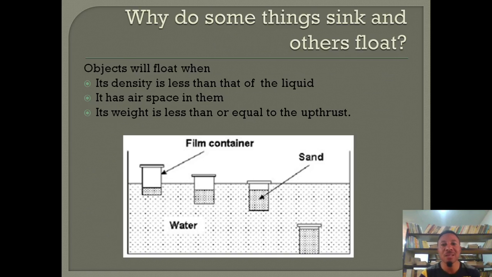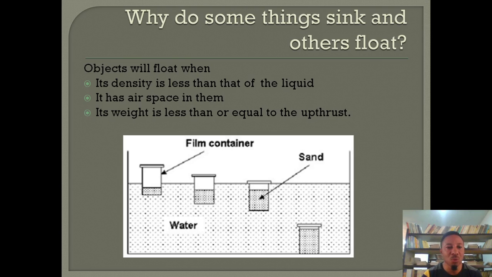Now, why do some things sink and others float? Can you figure out the reason? Objects will float when their density is less than that of the liquid they are put in. That's one reason, one condition. If, for instance, the density of a liquid is 1 gram per centimeter cube, and you have a substance that has about 0.8 gram per centimeter cube in the liquid, that substance is going to float. Okay?